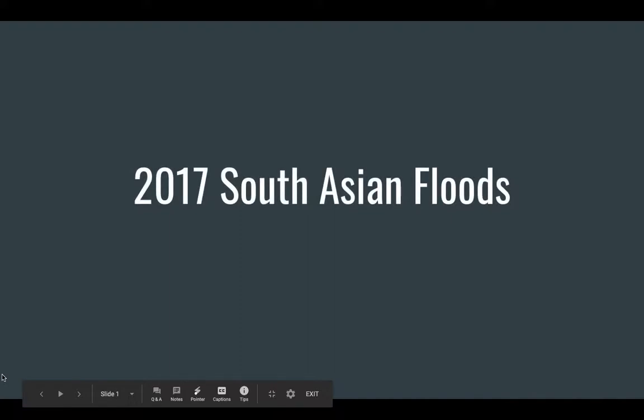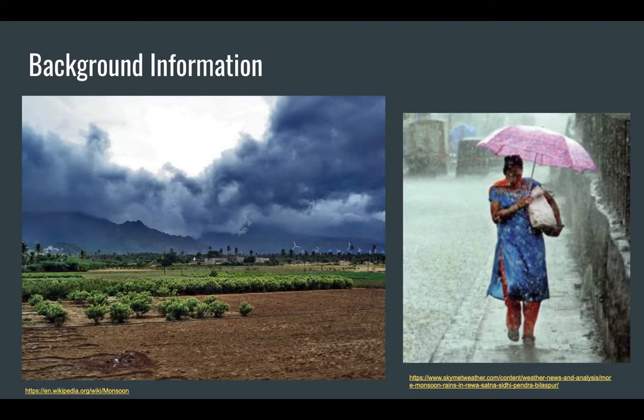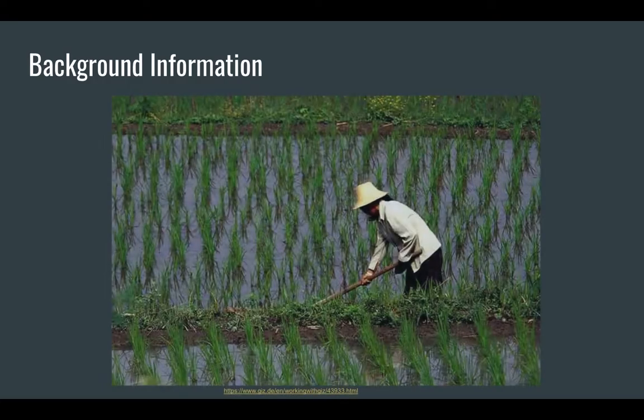2017 South Asian floods. A monsoon is a seasonal prevailing wind that occurs in the southern Asian region. The winds originate from the southwest, occurring between May and September, and bring mass amounts of rainfall. This event is known as the wet season. The rain brings vegetation to life and is used to help grow crops and propel the Asian economy.